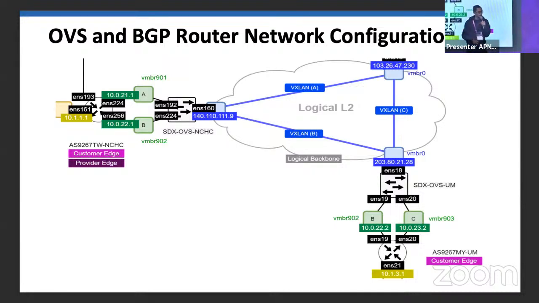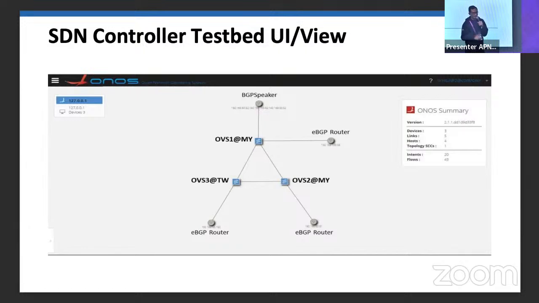Yeah. And this is a view from our controller of how it is actually done. You can see here we have the switch in Malaysia, and we have the switch in Taiwan, and there is another switch in other locations. Then we connect the Quagga-based router to the switch, and all the routers are able to peer with the BGP speaker.